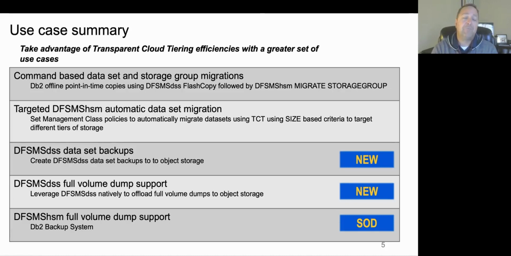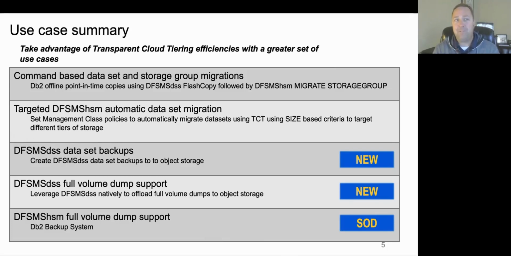Our first real use case that we delivered is this: if you use HSM for information lifecycle management, you could use HSM to migrate an individual data set or migrate an entire storage group from disk to the offline tier using TCT. This is a great use case to start out your journey onto TCT. It allows you to do a proof of concept and some initial testing to make sure all the capabilities that you need from the solution are there.